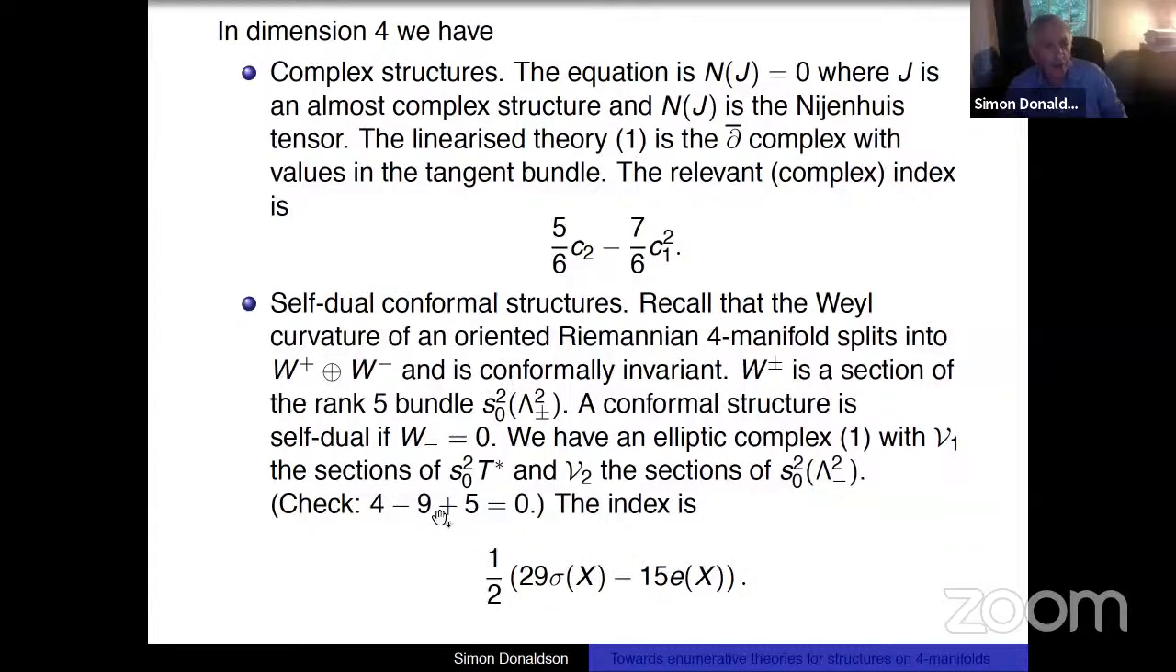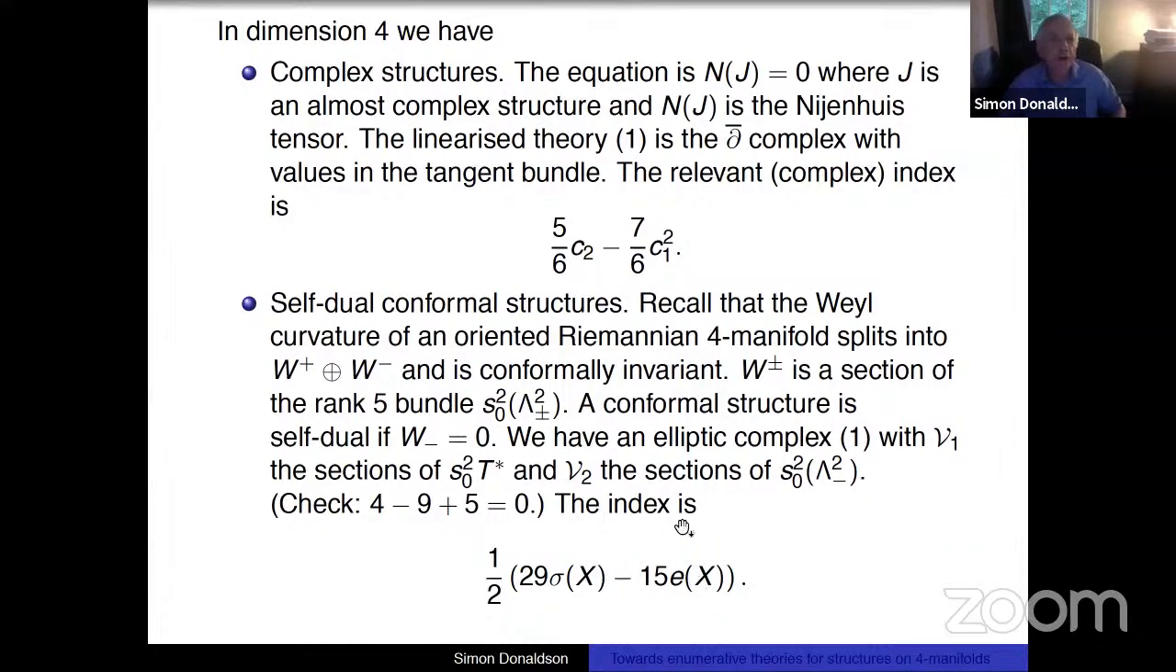So you see here we have 9 functions locally defining our infinitesimal deformation. We have 5 equations, but we have 4 functions defining the vector fields, which we need to divide out by. So the index is given by this funny number, a combination of the topological invariants of the four-manifold, where sigma is the signature and E is the Euler characteristic.